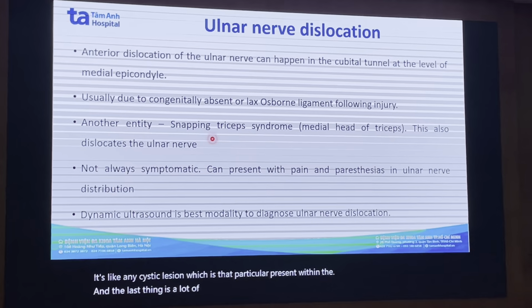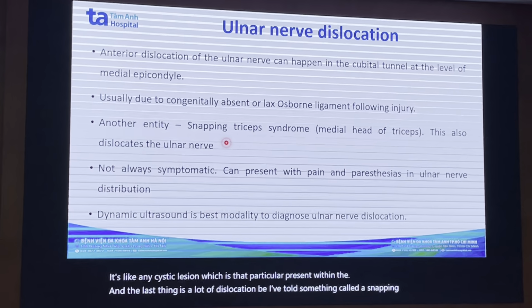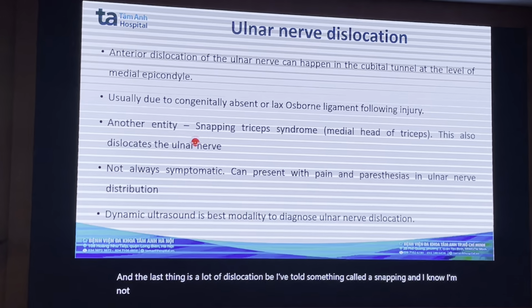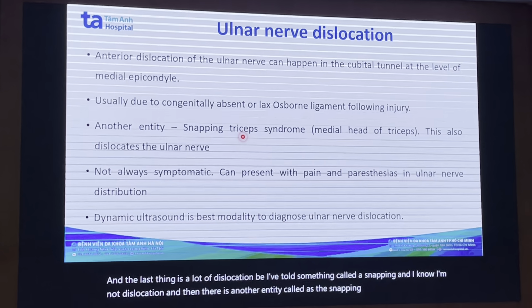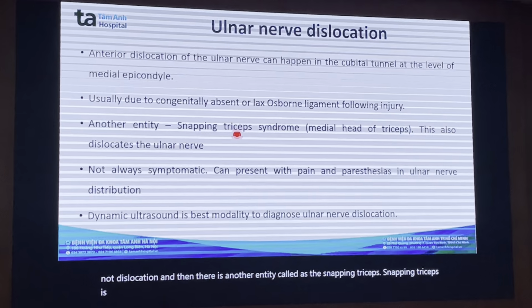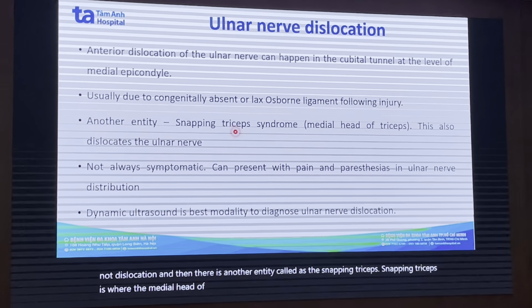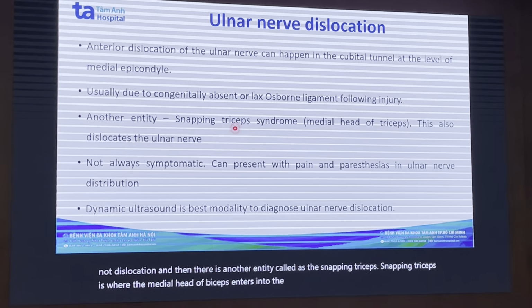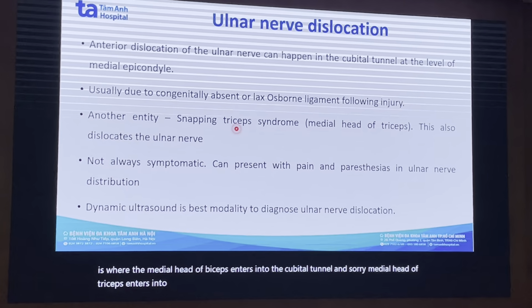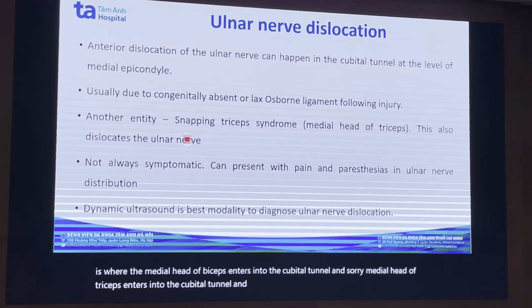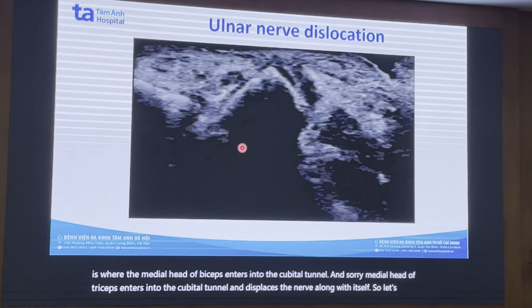I've told you about something called snapping ulnar nerve or ulnar nerve dislocation. And then there is another entity called the snapping triceps. Snapping triceps is where the medial head of triceps enters into the cubital tunnel and displaces the nerve along with itself. So let's just look at a couple of examples.